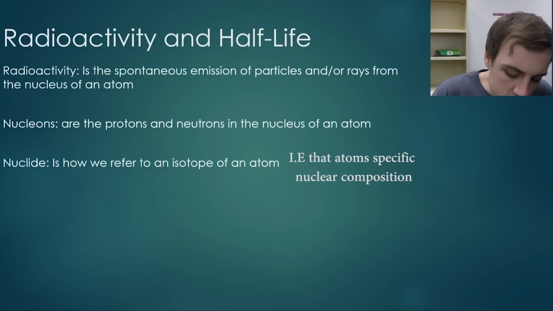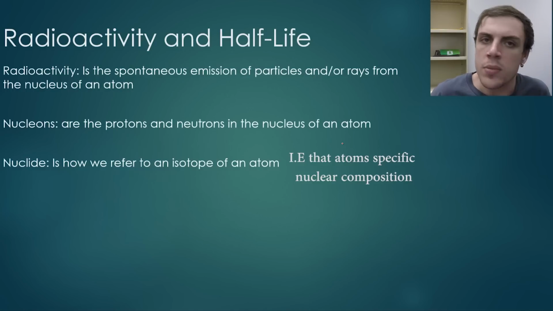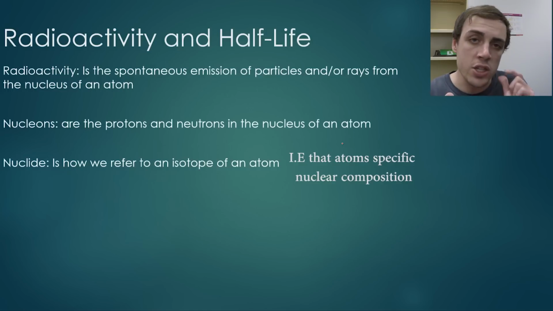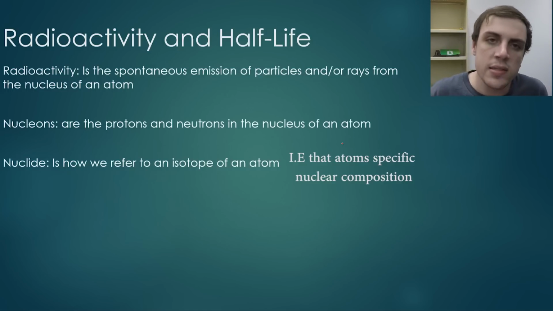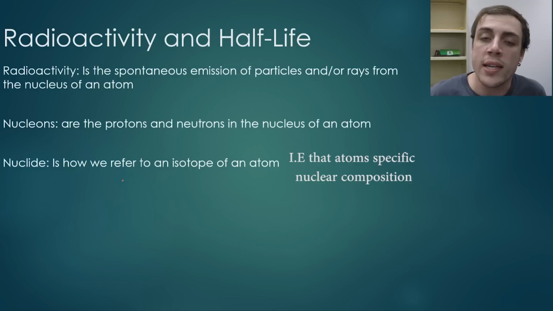So a few new definitions here. A nucleon refers to the protons and the neutrons in the nucleus of an atom. When we're referring specifically to a proton and a neutron within a nucleus, they're called nucleons. And a nuclide is how we refer to an isotope of an atom. It's just another word for it.